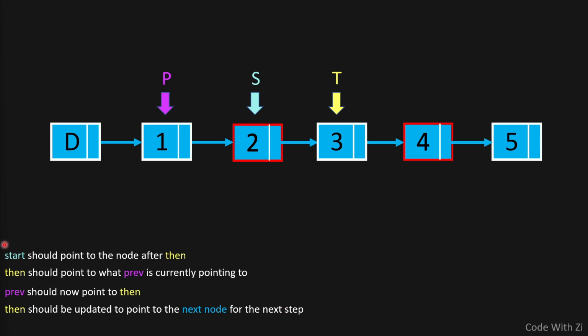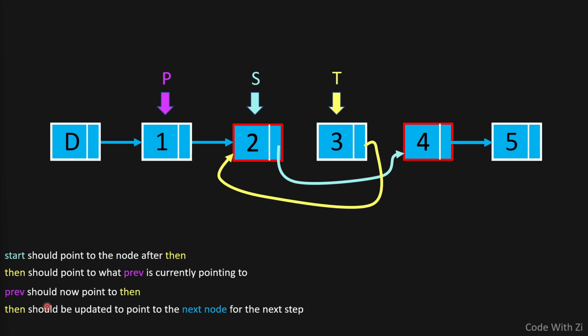So let's start. The first rule is that start should point to the node after then. Well, this is start, this is then, and the node after this one is going to be this 4 that we have here. So start should point to 4, like that. So instead of start pointing to 3, it should point to 4. Okay, 1 is done. Our then pointer should point to what previous is currently pointing to. Well, previous is pointing to start, or this node with the value of 2 inside of it. So this node has to point to here, like so.